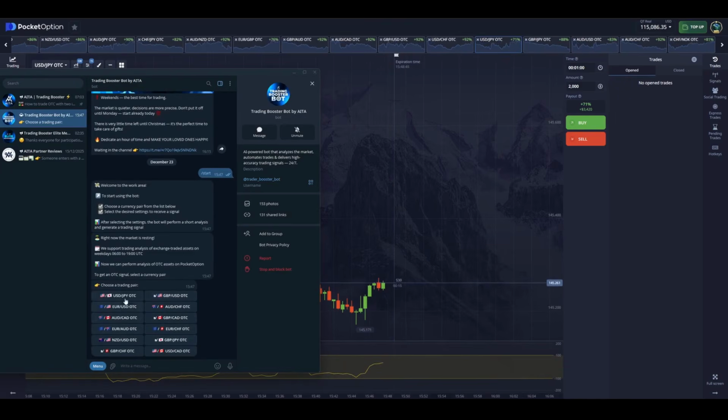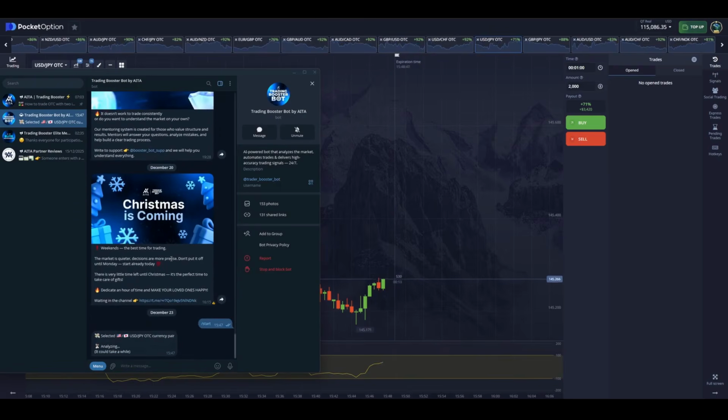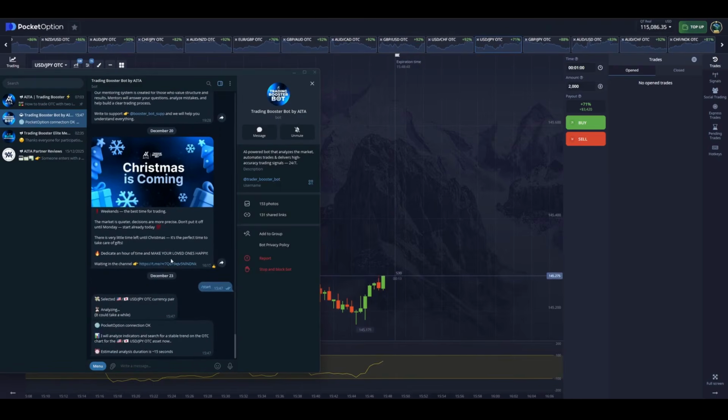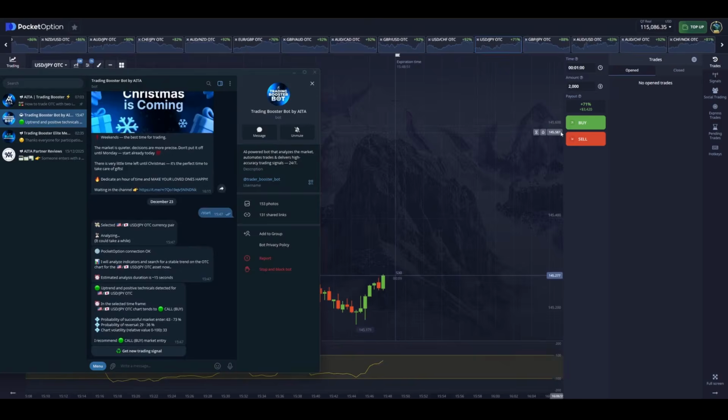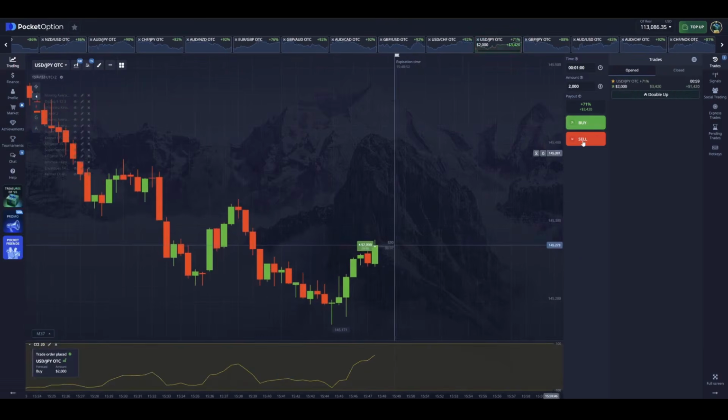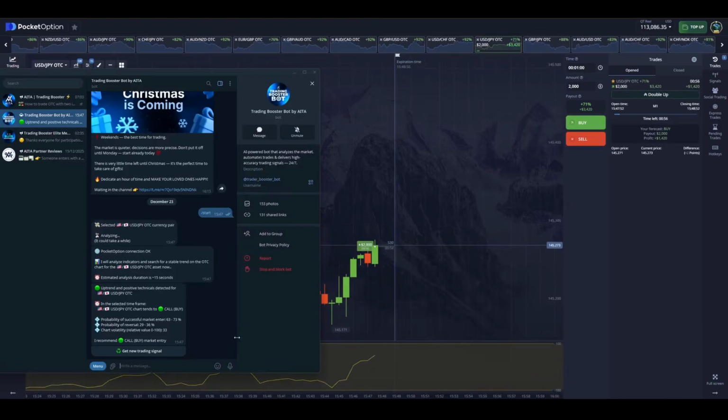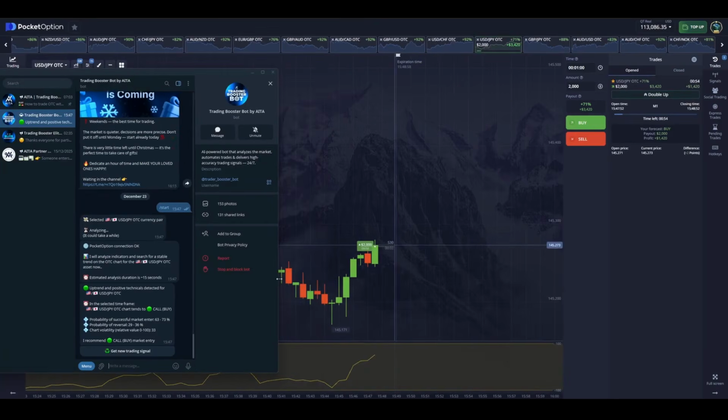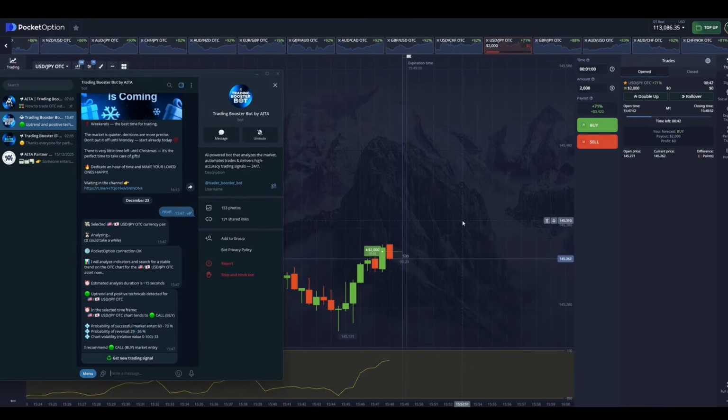So I choose the US dollar to Japanese yen pair. You can use it on the regular financial market or on the UTIs market. It doesn't matter. It works great in both places. What the bot did was analyze the market, and as a result, gave me a buy signal with pretty decent percentages. So the spread is small, which means the trade should be quite successful.